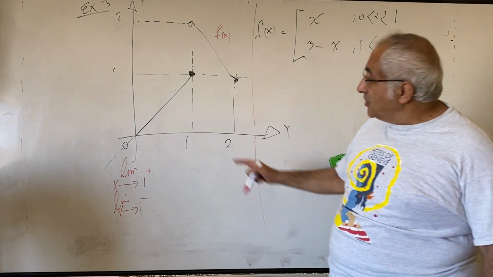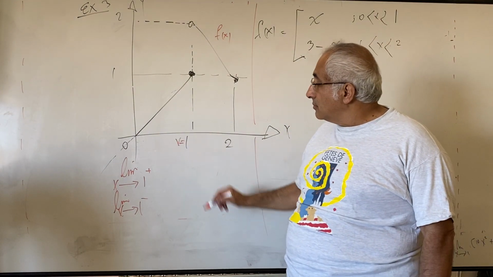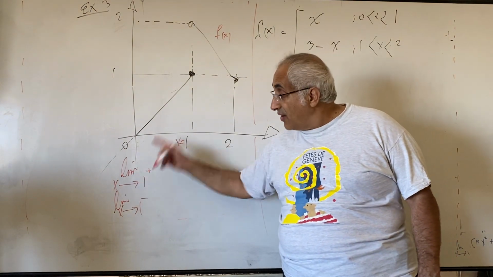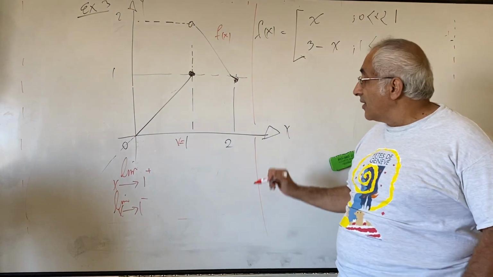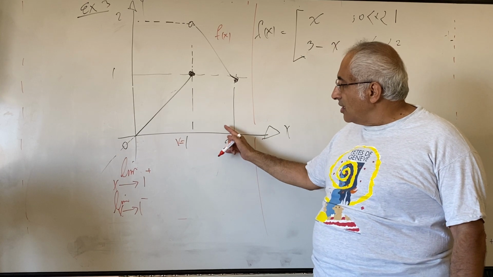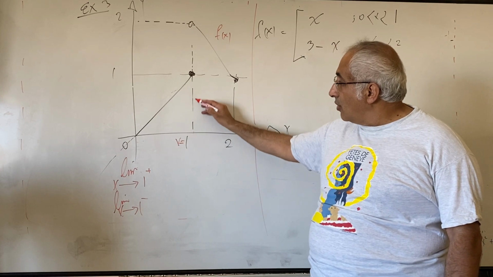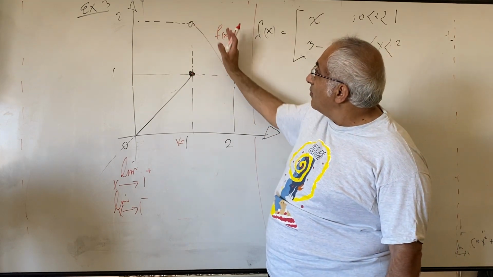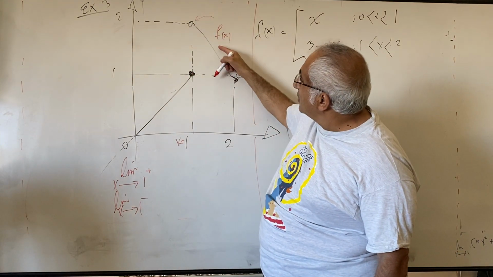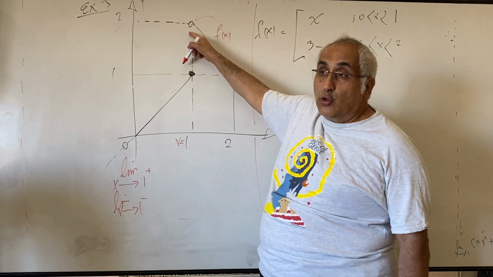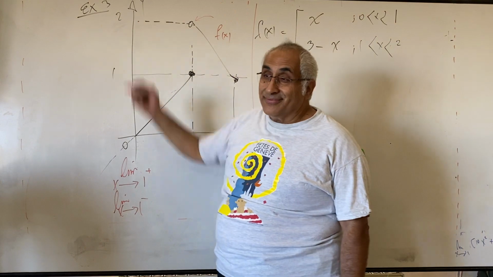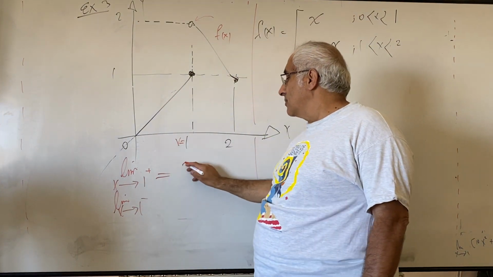Let's look up here. This is x equals 1. I'm going to ask you what happens to the limit of the function when x approaches 1 from the right. I'm coming closer and closer and closer to 1. This is going from the right. Something is coming closer and closer to that point from the right. And what is that? It's 2. So my answer here is 2.